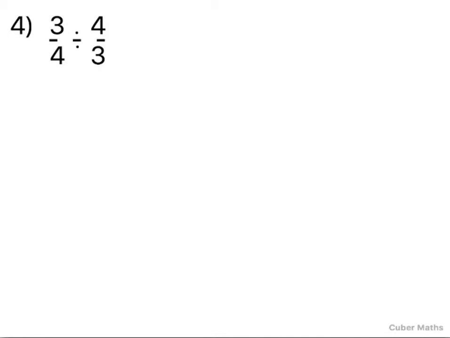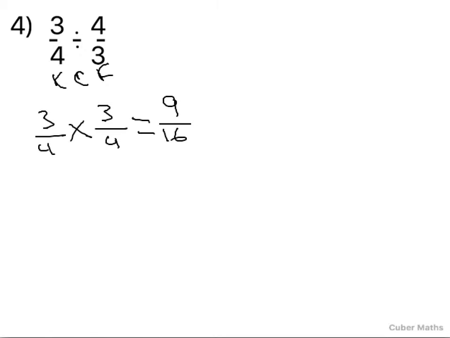Now here we have our fourth problem, and it says 3/4 divided by 4/3. Now if we do exactly the same, keep the first number, we're going to be left with 3/4. Change the sign, we're going to turn it into a times, and flip the end one, we're going to be left with 3/4. That's going to leave us with 9/16.